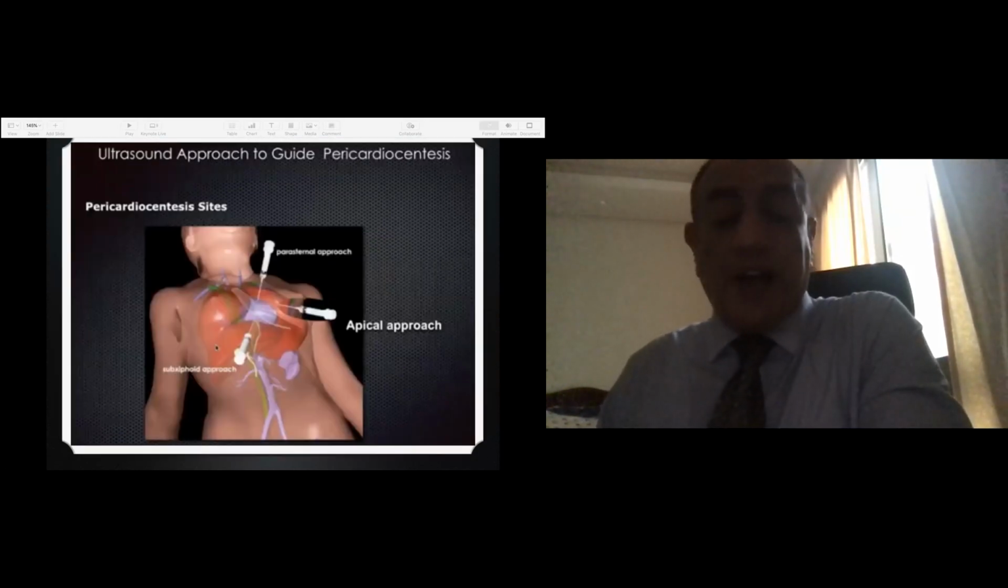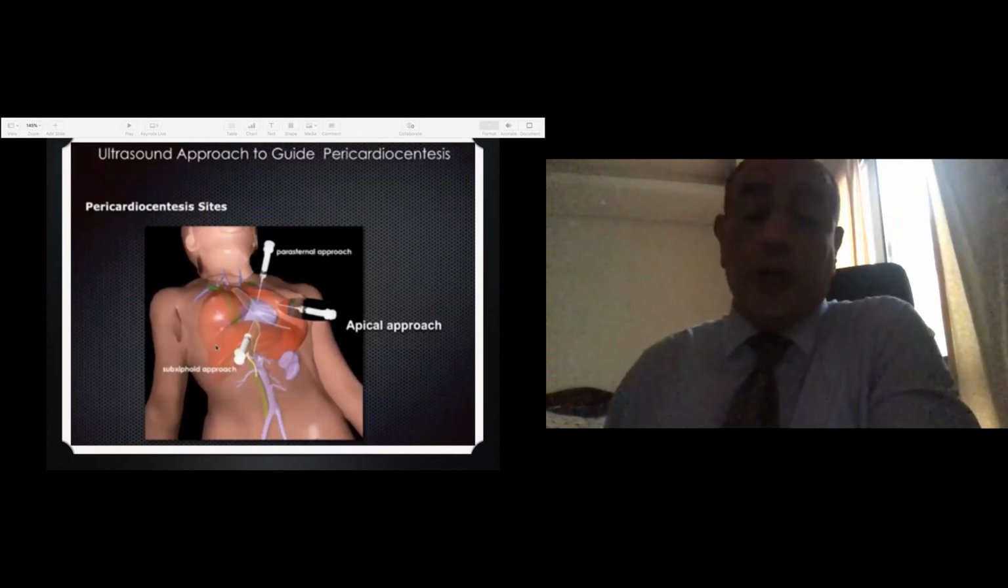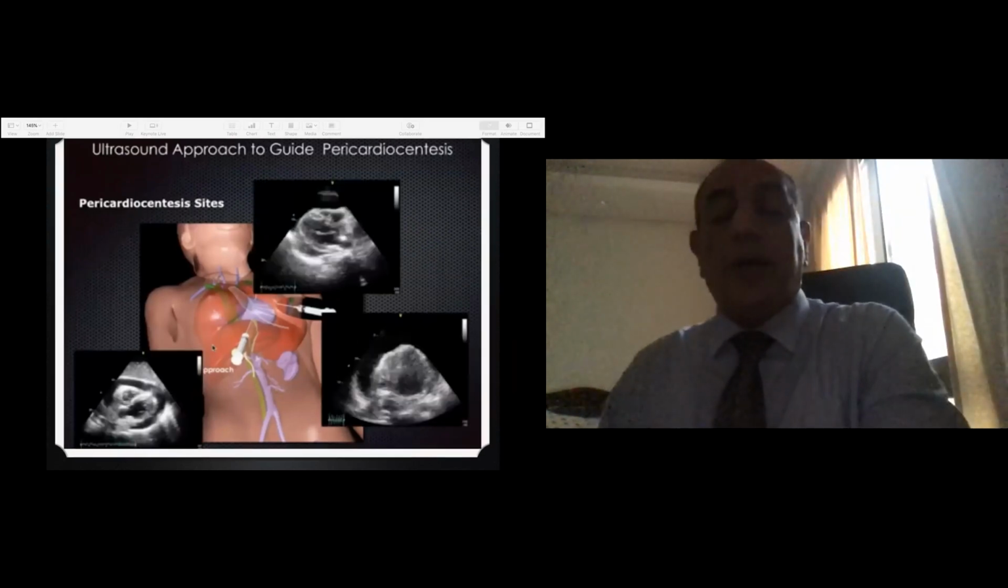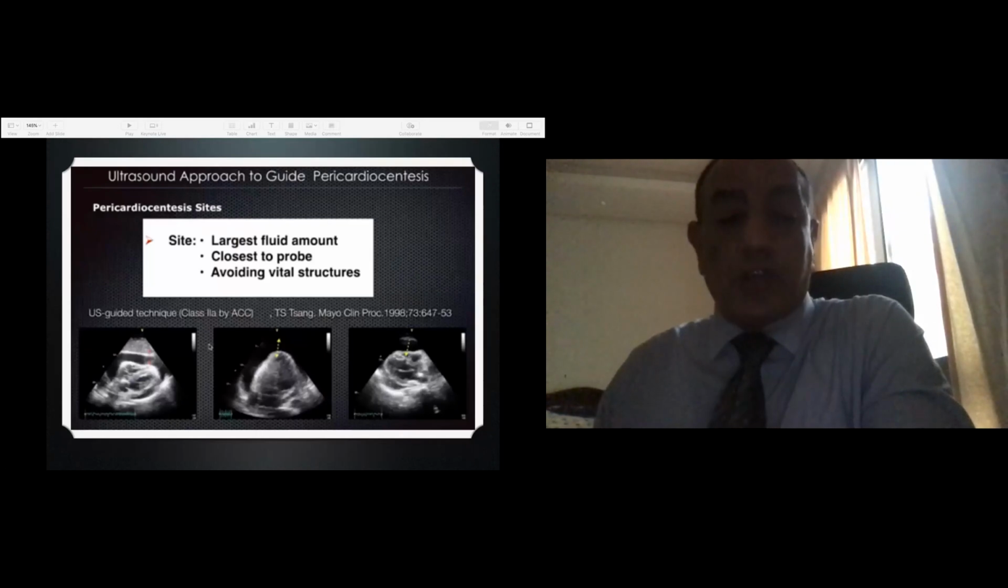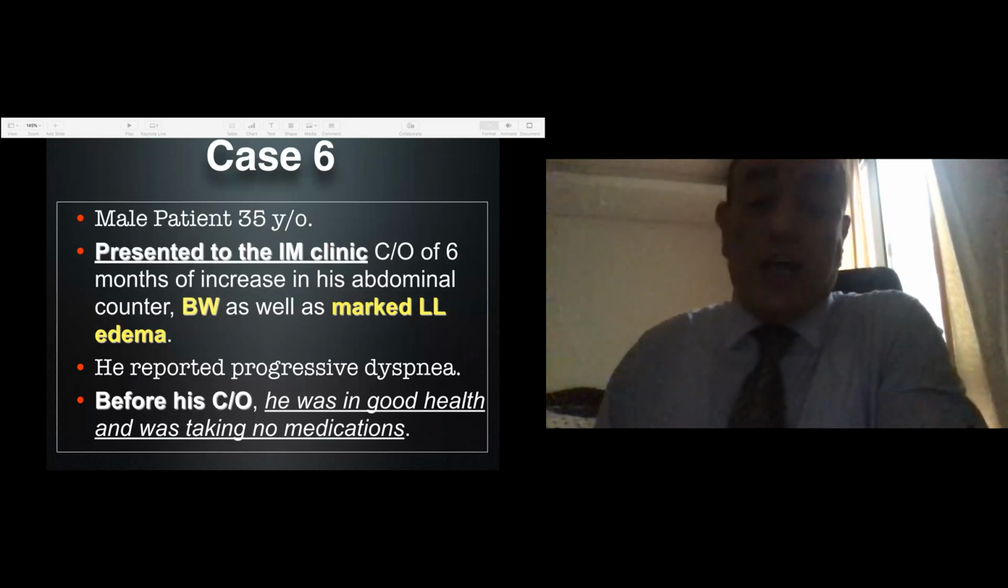There is another site for pericardiocentesis, the intercostal space and apical approach, if the subxiphoid is not suitable. So the site depends upon the largest fluid amount closest to the probe of the transducer and avoiding vital structure injury.